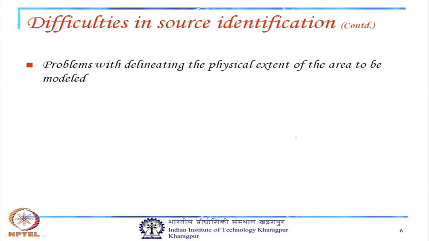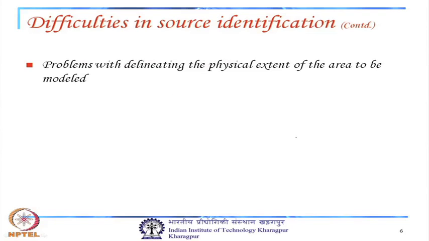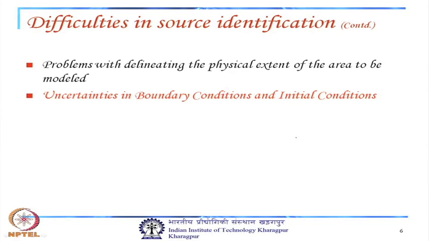So, other difficulties, problems with delineating the physical extent of the area to be modeled, because we need to have certain kind of limitation in terms of delineating the physical extent of the area. Uncertainties in the boundary conditions and initial conditions. So, the problem is that although in terms of our classification, we are interested in finding out the initial conditions, but boundary conditions are also important because physical extent is important, and if you are not considering a proper physical extent of the area to be modeled, then boundary condition is a critical thing for modeling.